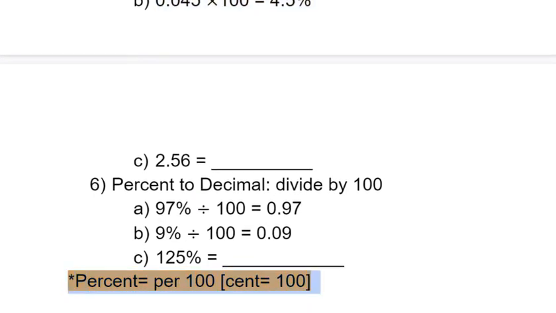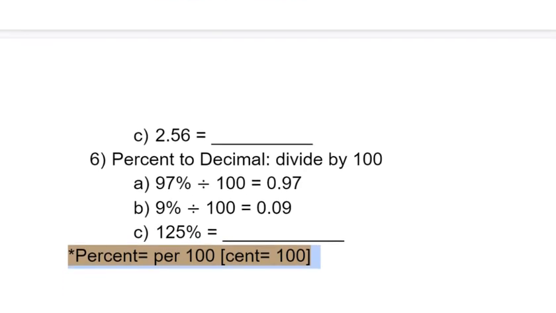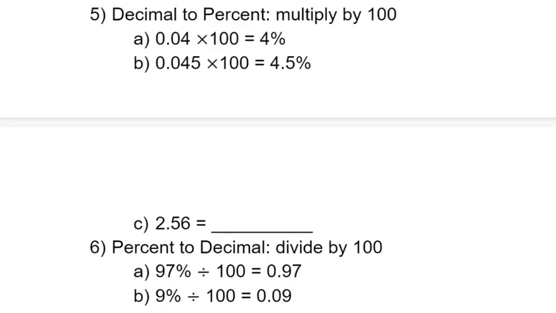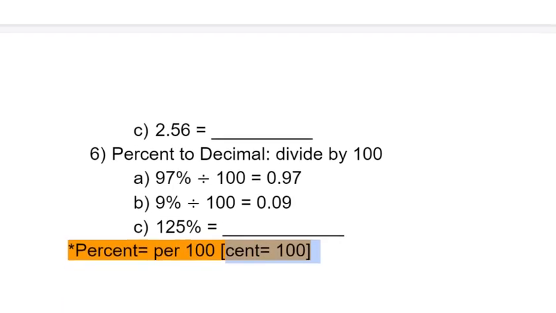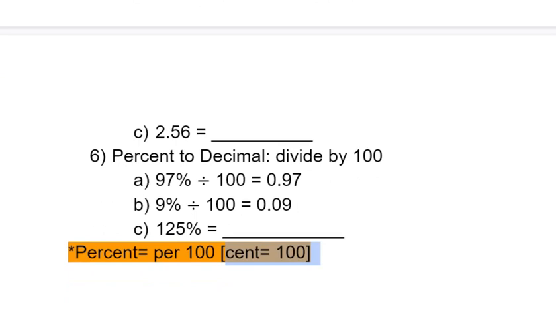And like I said earlier when we were on question 5, the reason we do it by 100 is because the word percent means per 100. Per and cent. Cent is basically 100, like in French. Decimal to a percent, we're multiplying by 100. And when we're doing a percent to a decimal, we're dividing by 100.